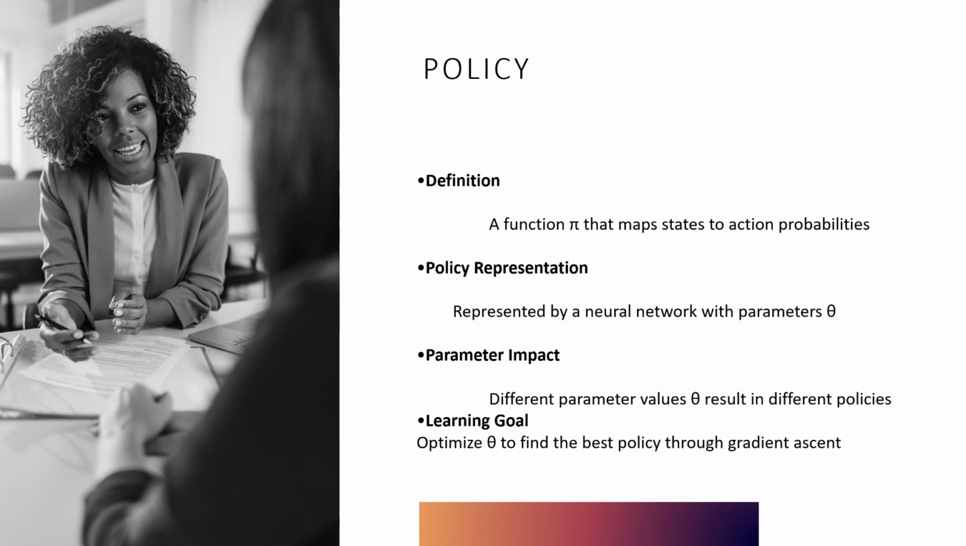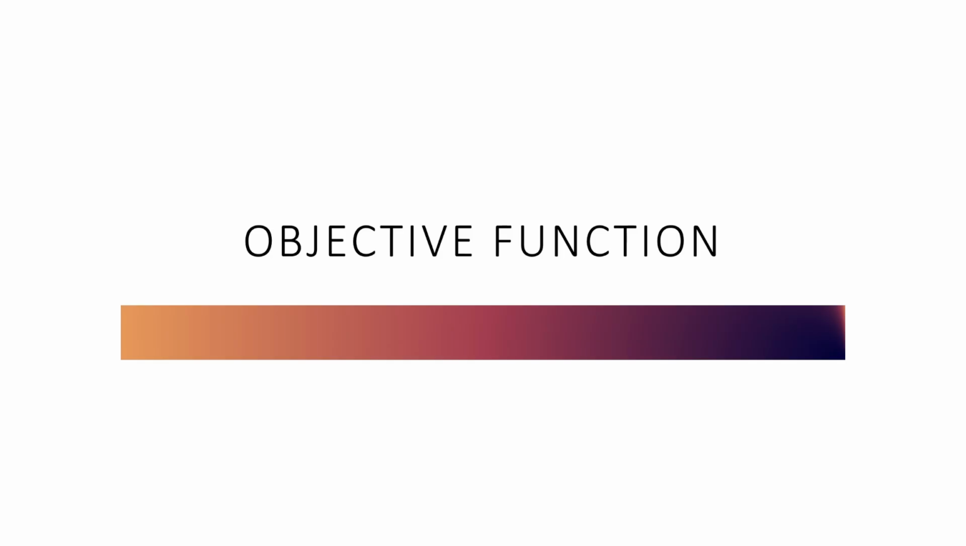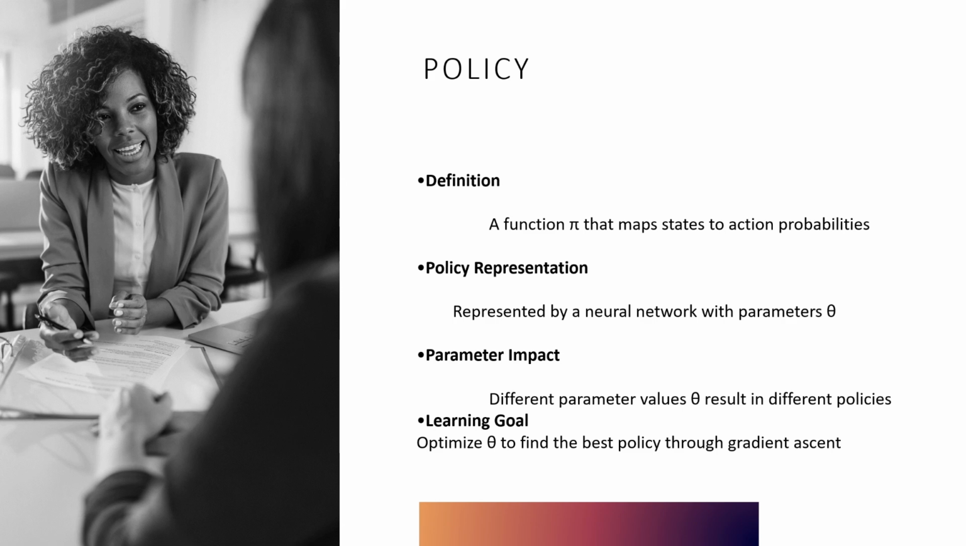Our policy is represented by a neural network with parameters theta. So it's just a neural network. Let's say, for example, our state is a four-dimensional vector, it would be the input to the neural network. And let's say we want to output two action probabilities. So in the final layer of the neural network, there would be two neurons, which would output the probabilities. If we have different values of theta, we have different policies.